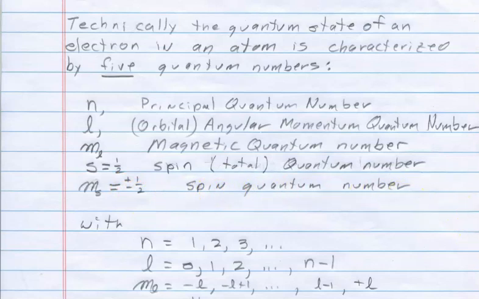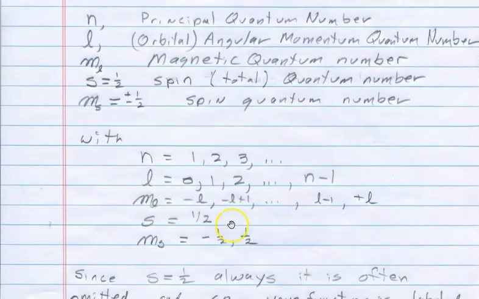So technically, you should specify these in the following way. N, remember, goes from 1, 2, 3, etc. L goes from 0 in integer steps up to n minus 1. So once you know the energy level, then you can get the maximum L. And then m sub L, for any given value of L, goes from minus L up to plus L in integer steps. The S quantum number is always 1/2, and m sub s can be either minus 1/2 or plus 1/2.